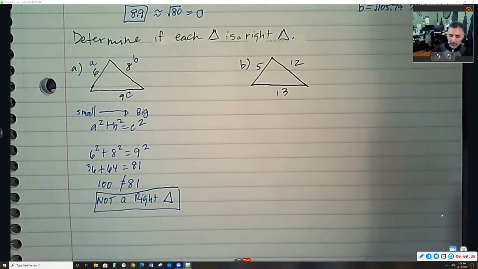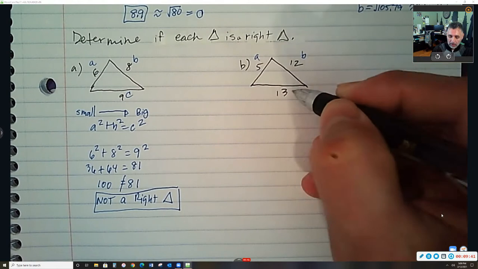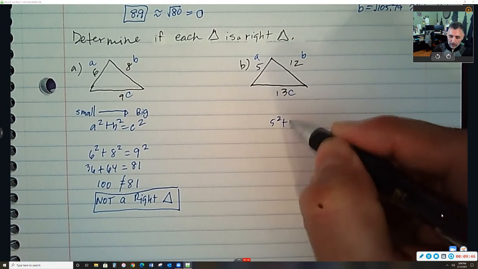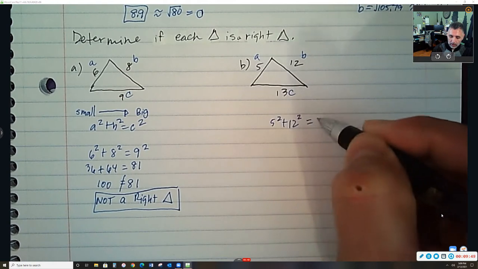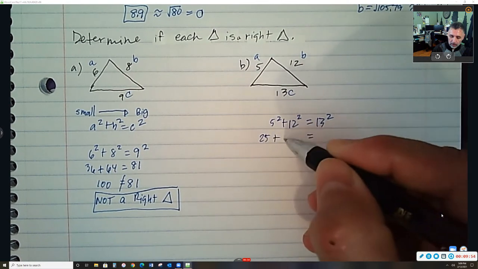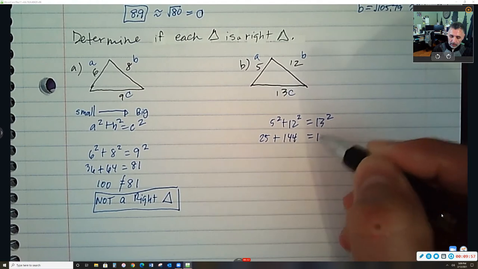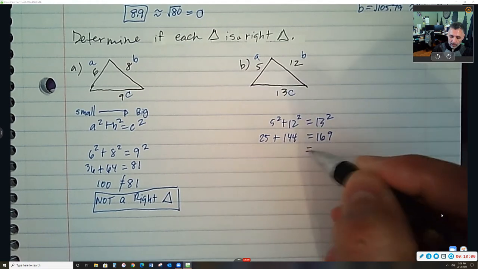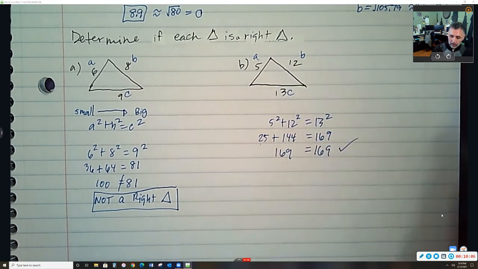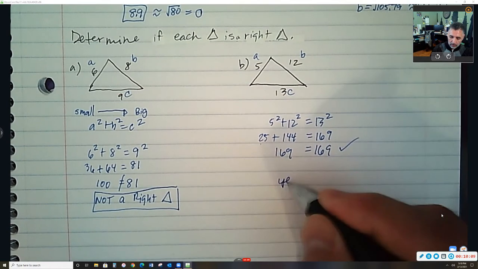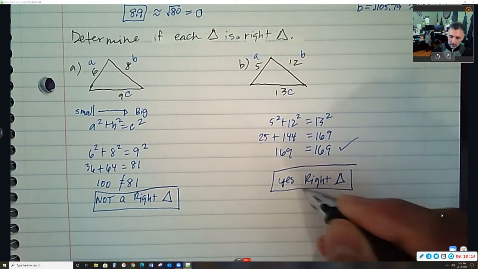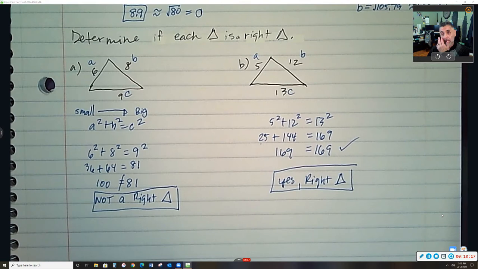So again, like over here, A is the small one, B is the middle one, C is the big one. Plug it into the Pythagorean theorem. 5 squared plus 12 squared equals 13 squared. 5 squared is 25. 12 squared is 144. 13 squared is 169. 25 plus 144 is 169. So now the two sides are equal, so then it's yes. Yes, it's a right triangle. Okay, and that's it. That's what we'll be doing in today's assignment.